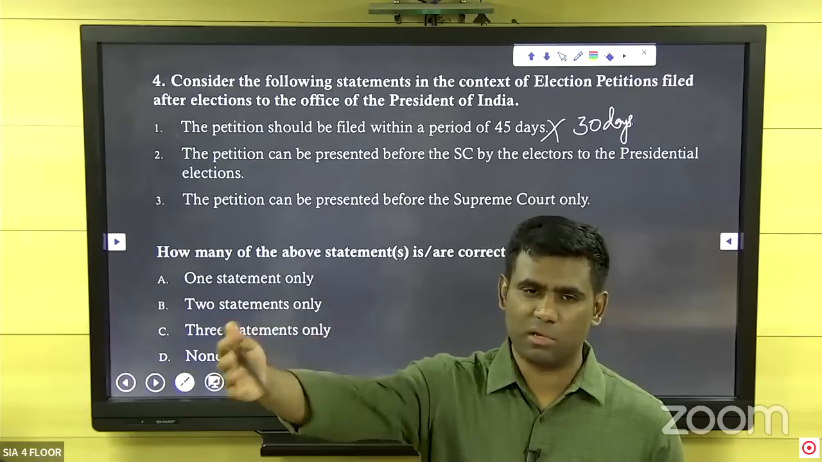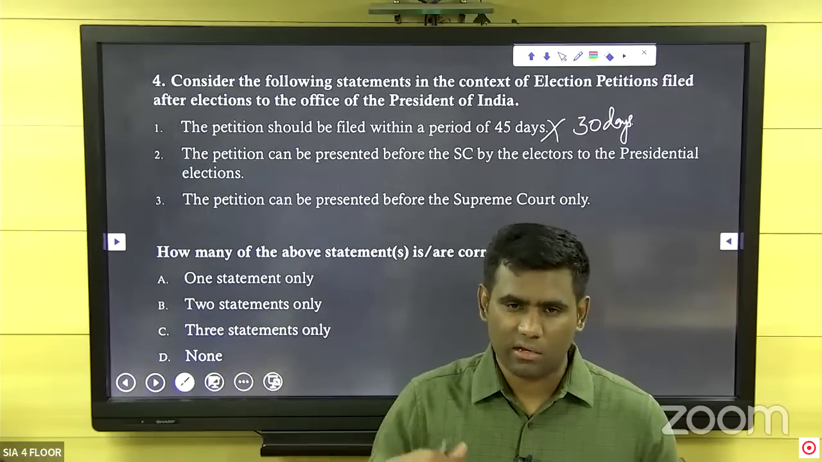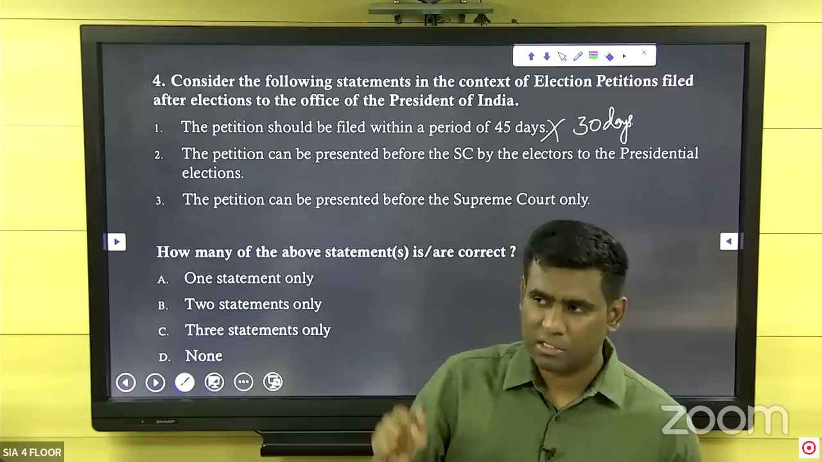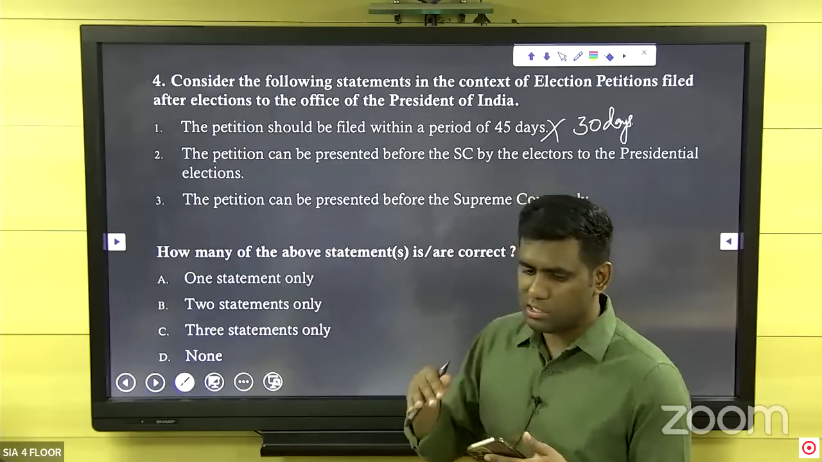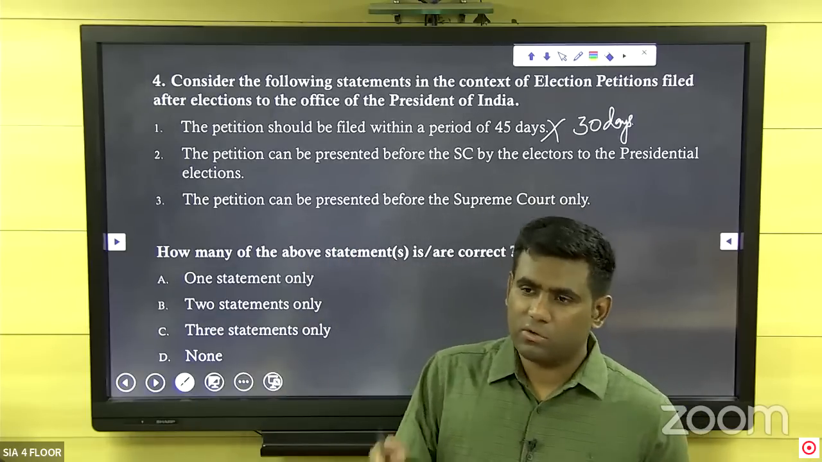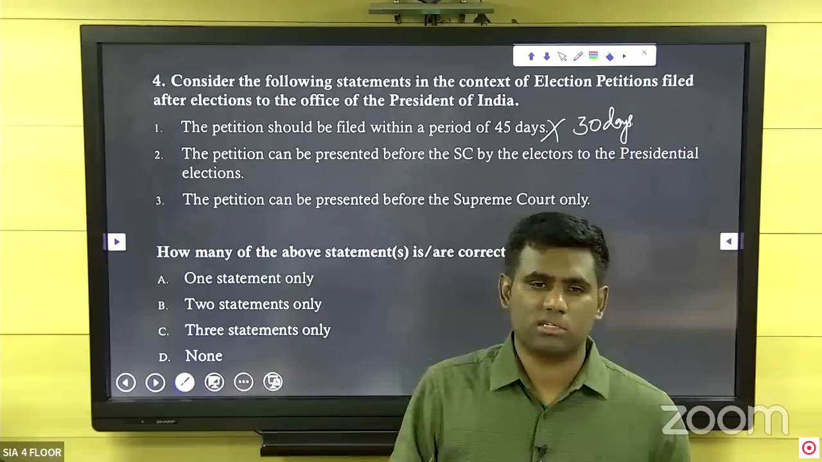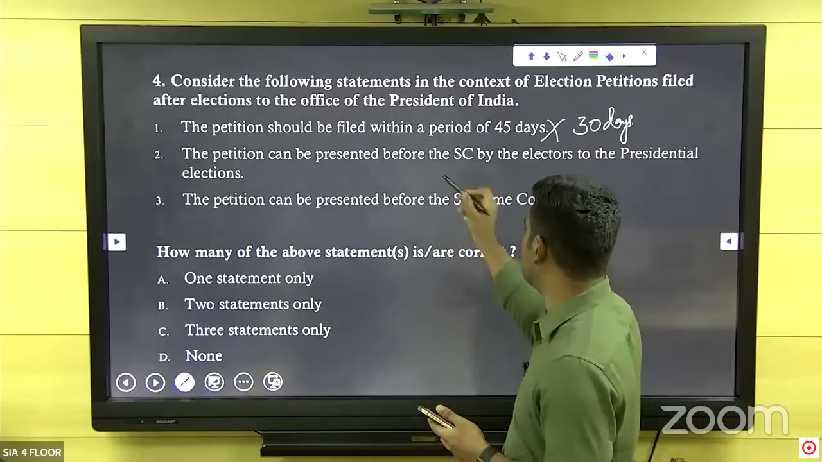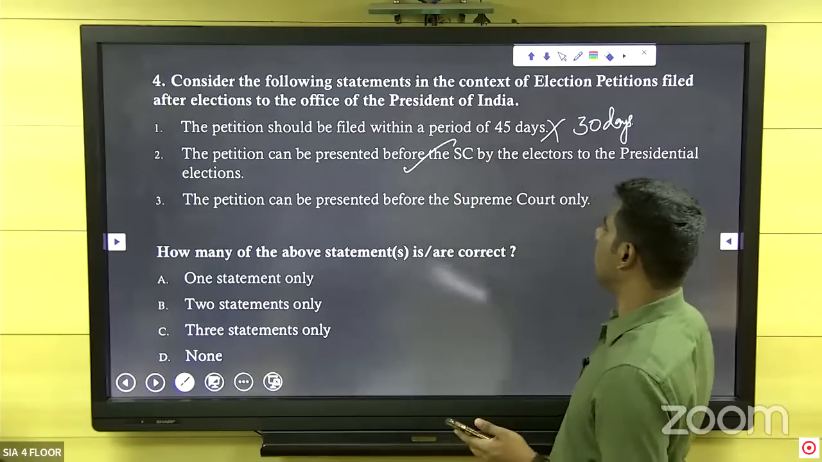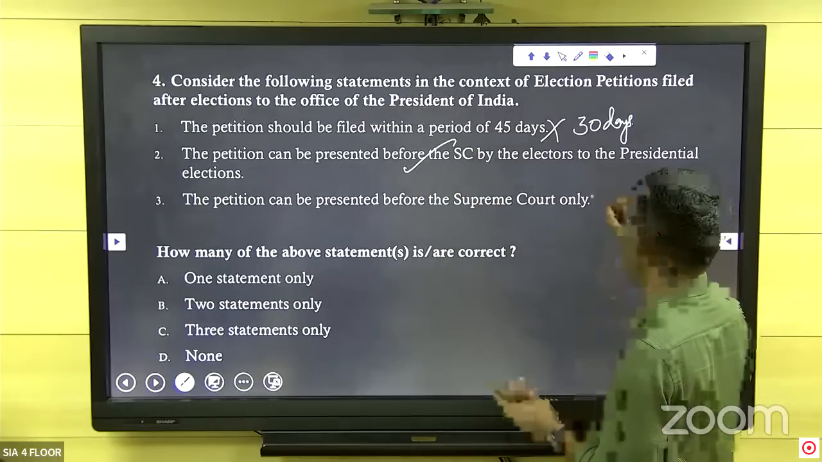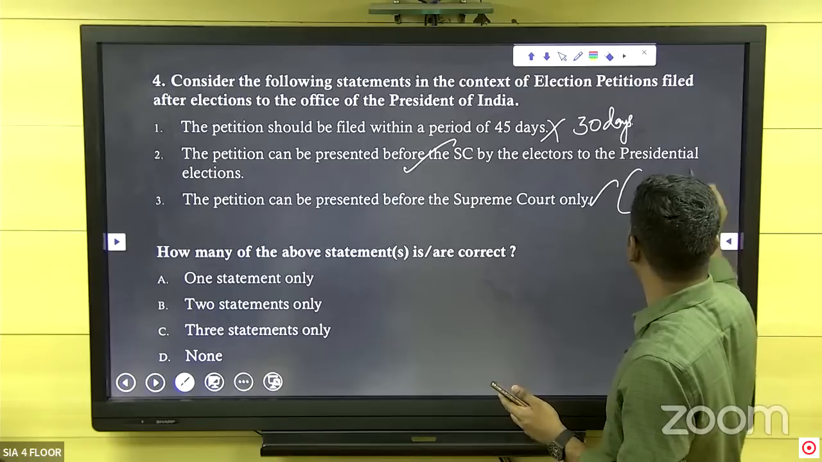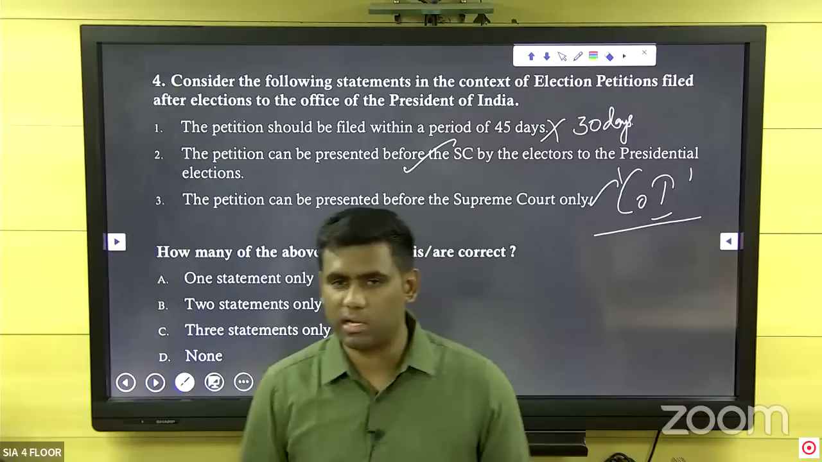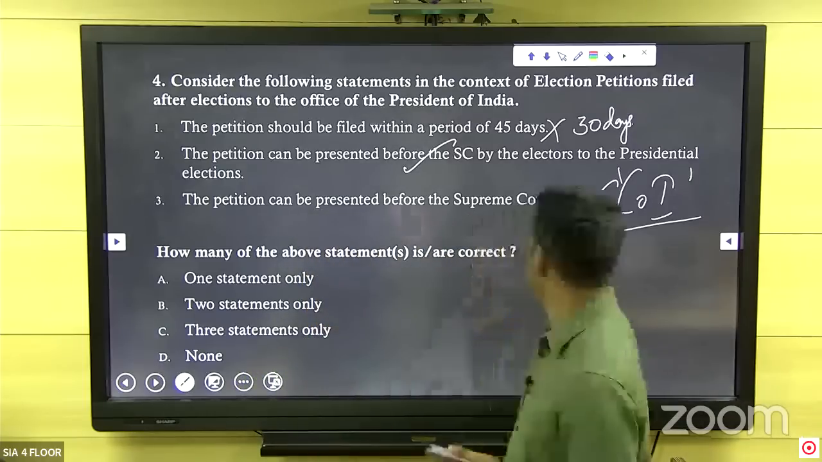Let's say I contest a Lok Sabha election, I lose the elections. I can file the election petition, or any of the electors of my constituency can also file, right? Same is the case here also. The presidential candidate, or even the electors to the presidential election, who are none but the MLAs and the MPs, can also file the election petition. So this is right. The petition can be presented before the Supreme Court only. This is correct, and this is given in the Constitution itself. Only the Supreme Court has the exclusive jurisdiction to try disputes regarding elections to the President of India, right?